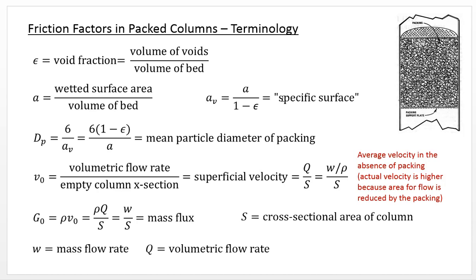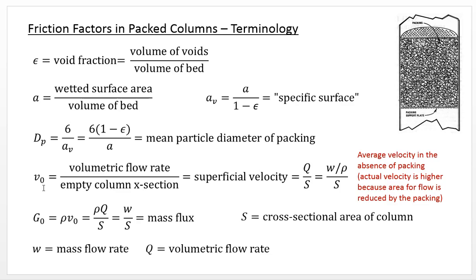Another thing that's used is known as the specific surface, a sub v. It's just a ratio of the parameter a to 1 minus the void fraction epsilon. So it's a ratio of a to the fraction of the bed filled with solid particles or solids. And the mean particle diameter, dp, this would be the diameter of a spherical packing material. For non-spherical, it's equal to 6 divided by a sub v. And if we substitute the definition for a sub v, it's 6 times 1 minus epsilon divided by a. These are just things you can look up in the text in chapter 6.4 anytime you need them.